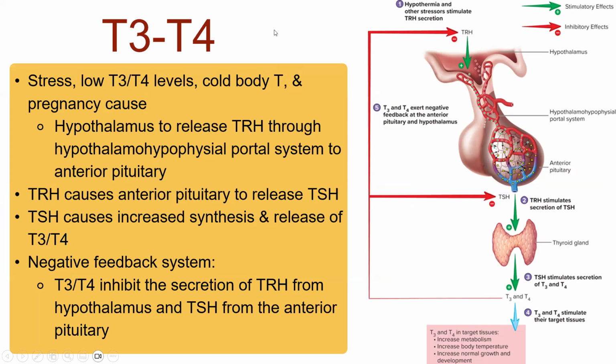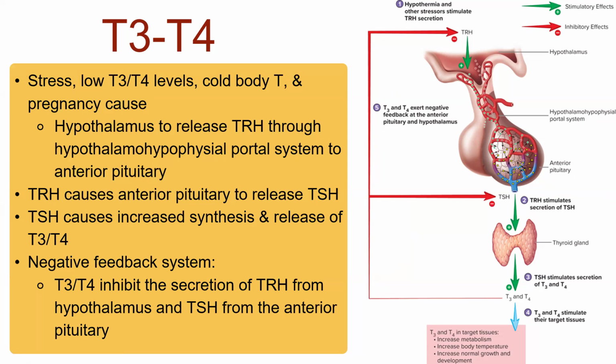So again, you want to keep track of why we would release this. Stress is a trigger for a lot of our different hormones. Obviously, if we have low T3 and T4 levels, we want to bring that up. If we're cold, then we're going to bring that up. So that cold body T just means cold body temperature. Increasing our metabolism, adding more T3 and T4, is going to help us bring that temperature up. And then pregnancy is also going to cause some release of T3 and T4.